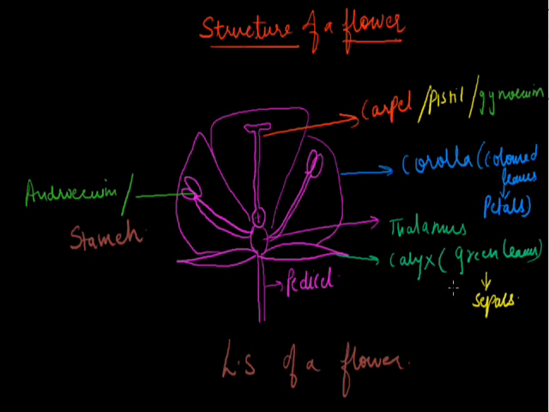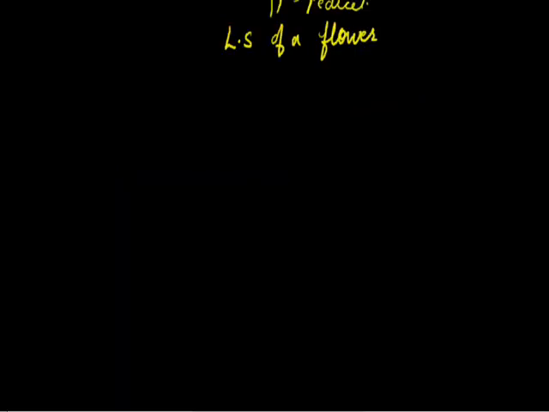Above this whorl there is another whorl that is called corolla, which is made up of colored leaves. These are called petals. In the center portion there is a female part that is called carpel. We can call it pistil or gynoecium. And the male part of a flower is called androecium or stamen. Now I am going to draw the androecium and gynoecium separately.